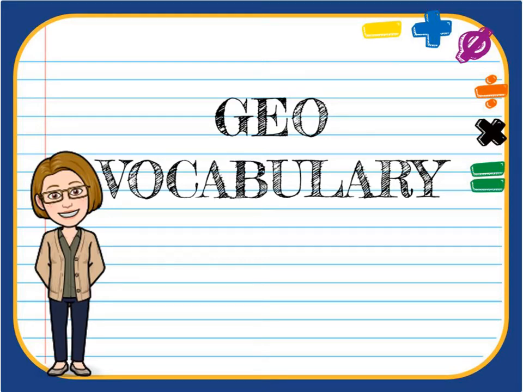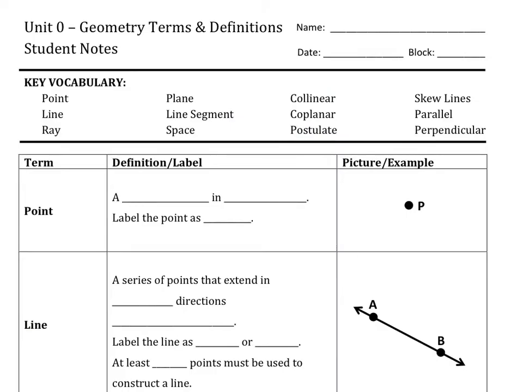So we're going to talk through some geometry vocabulary. We're going to start with what is a point. A point is simply a location in space.